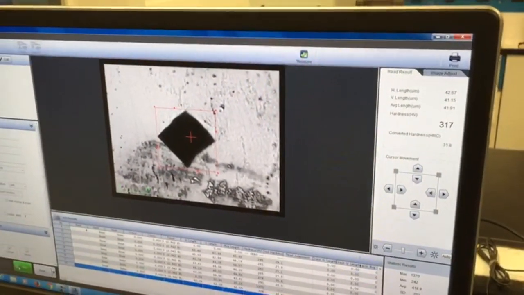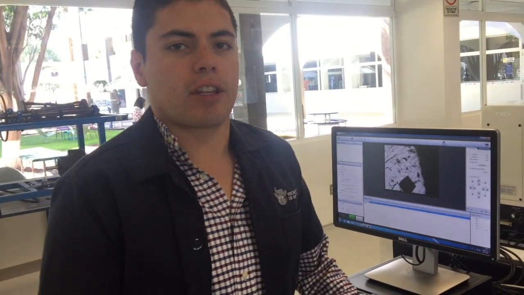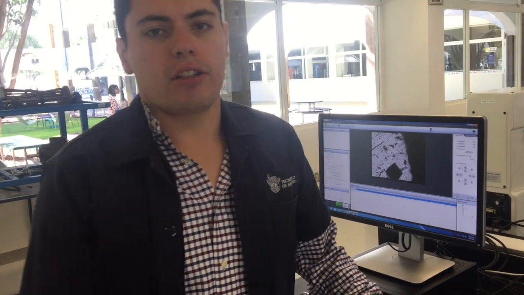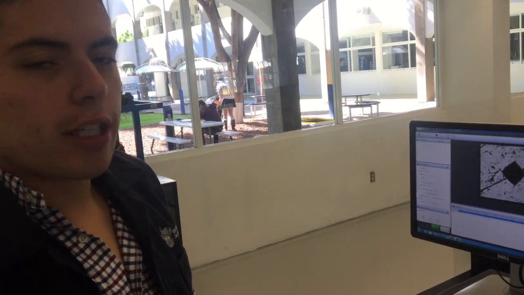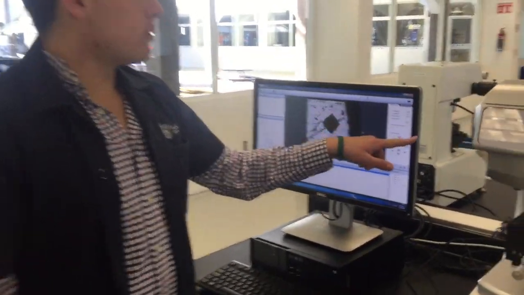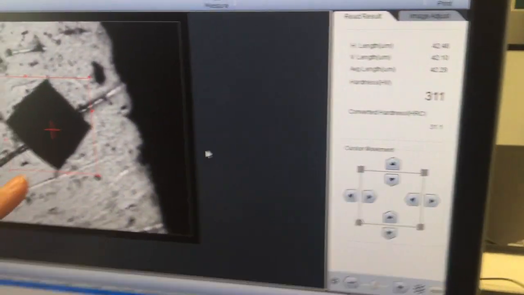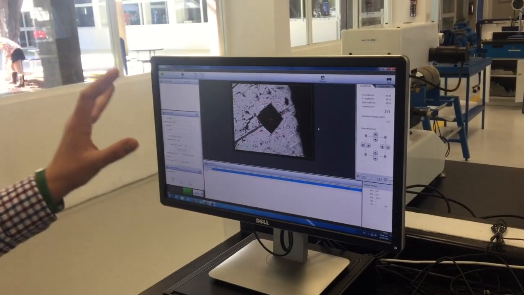Right now we're making the Vickers test for the pure sample of our alloy, which is steel 4140. As you can see, after making the test, we got a hardness of 311 for the pure sample, and here is the result of our experiment.